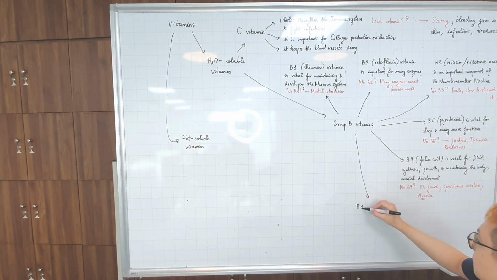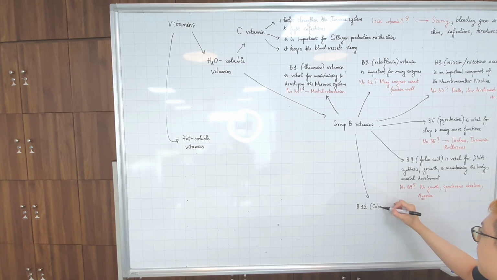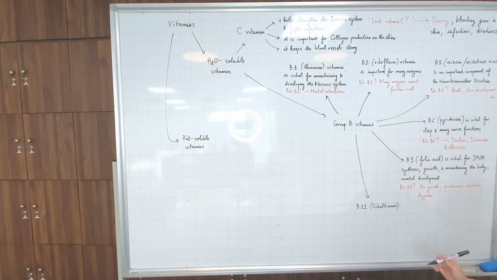Okay, B12 is cobalt, I mean. Nó có cobalt ngay giữa phân tử đó. There's a cobalt right in the middle of that. So it's vital for blood forming. Nó cực kỳ quan trọng cho chuyện tạo máu nha. It's vital for blood forming. So no B12.